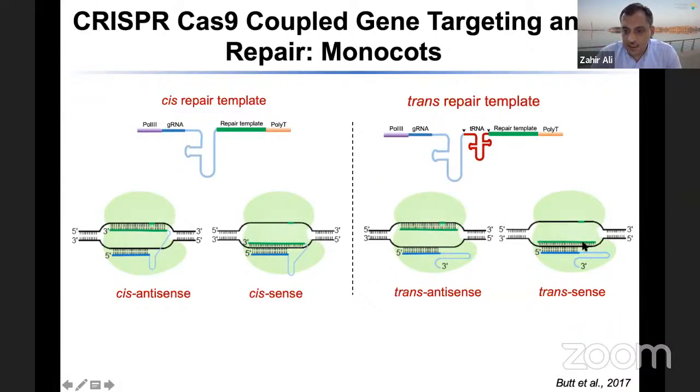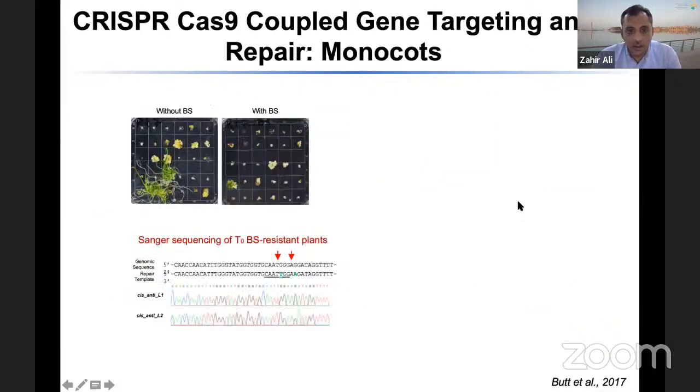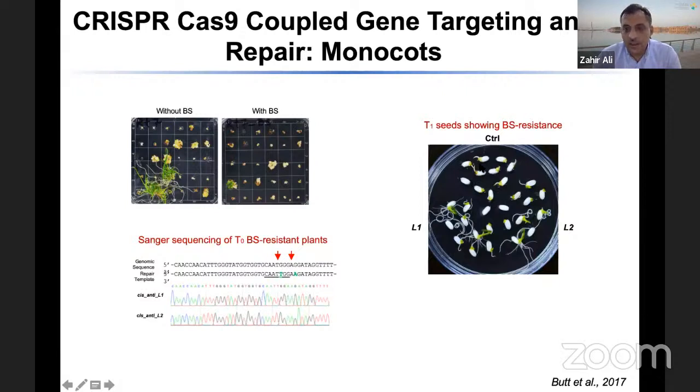This is not the DNA sequence, this is the RNA sequence. So this system worked very well. And then here you can see, if you put the mutation here on the repair template of the RNA, it can move to the DNA sequence, and then you can produce the BS resistance, the drug resistance seeds. This is the wild type seeds, and here you can see these seeds are resistant to the drug.